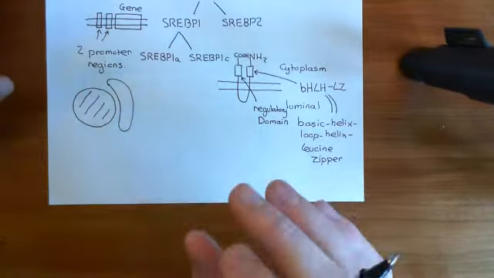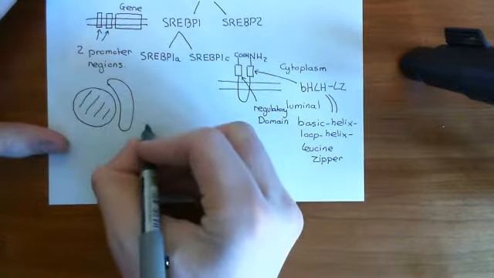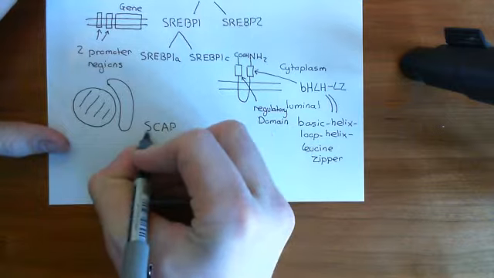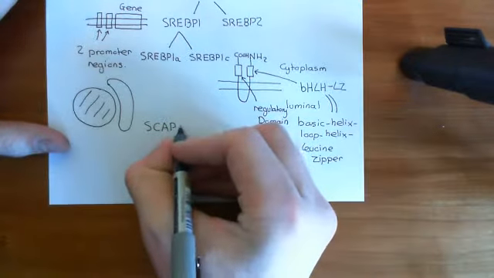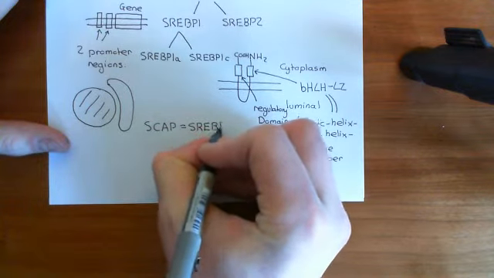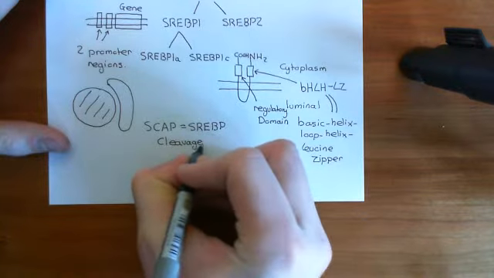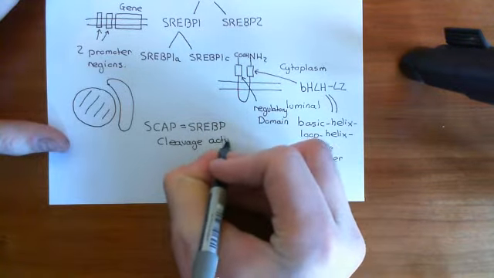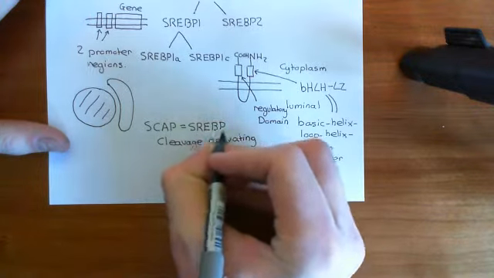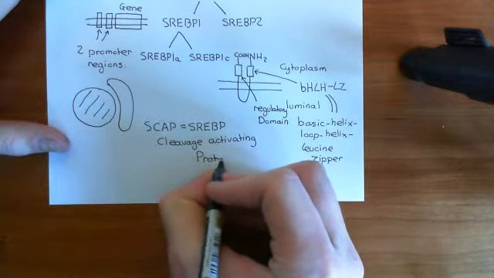So the next protein that we need to discuss is a protein known as SCAP. The S stands for sterol regulatory element binding protein, SREBP, then the C stands for cleavage, and the A stands for activating, and then the P for protein. So this is the sterol regulatory element binding protein cleavage activating protein, which for short is called SCAP.